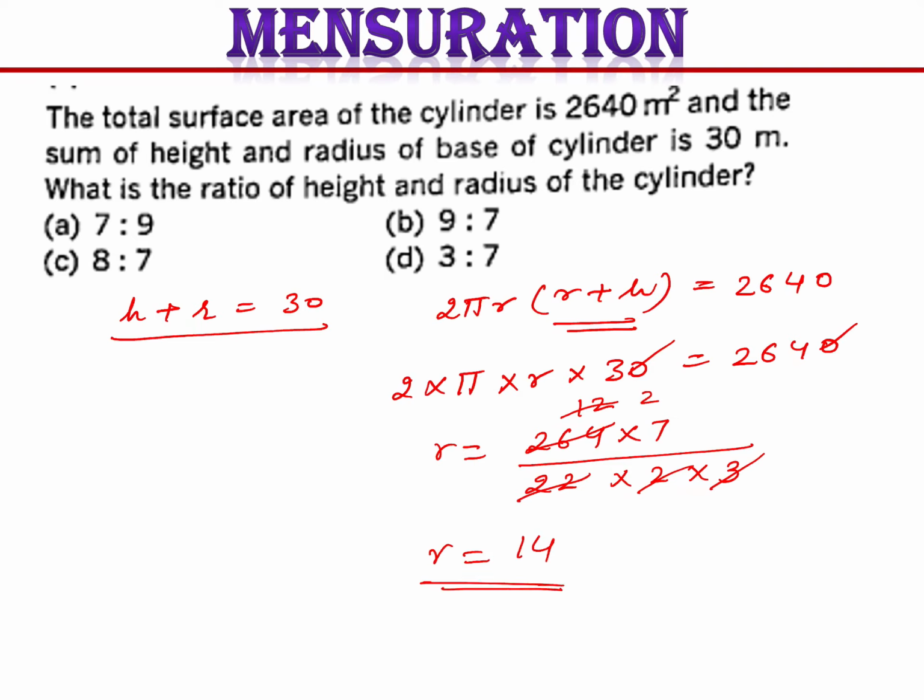If your radius is 14, then the height will be 16, right? Because their sum is 30. Now to find the ratio of height by radius. So height was 16, 16 by 14. So answer is 8:7. So C option is the correct answer. So hope this question is clear to all.